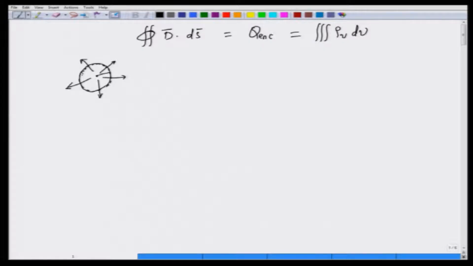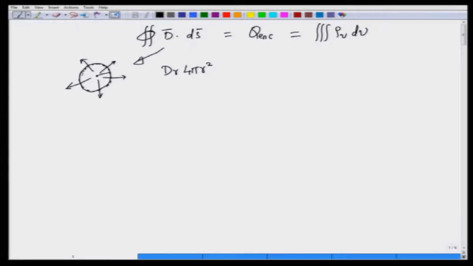Now, that will be the left hand side. You can assume a Gaussian surface which is spherical, because this is a nice spherical symmetry, and then the left hand side would essentially be some Dr into 4 pi r square. If your sphere has a radius of r, then the left hand side will give you Dr into 4 pi r square, 4 pi r square being the surface area of a sphere of constant radius r.